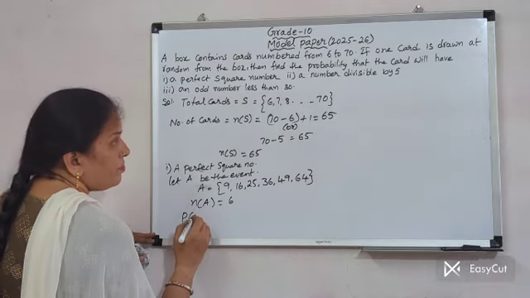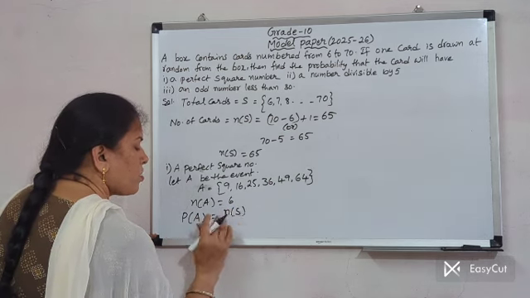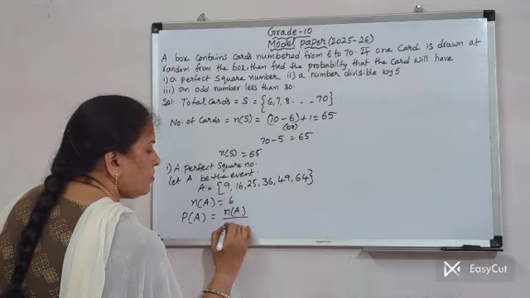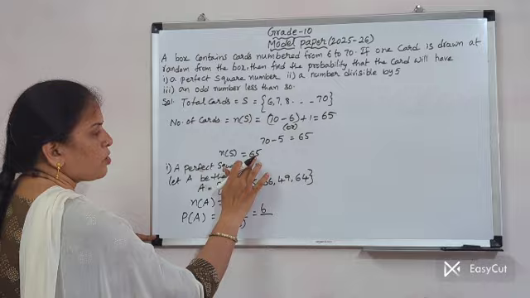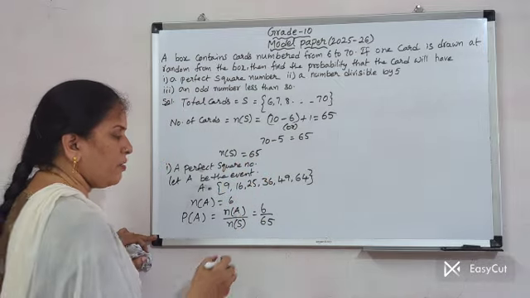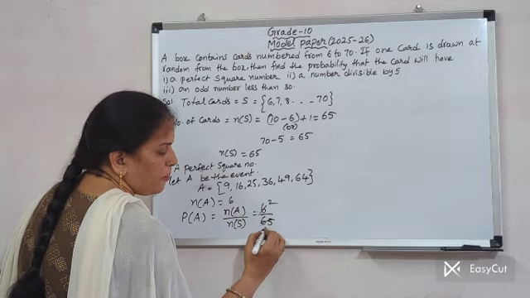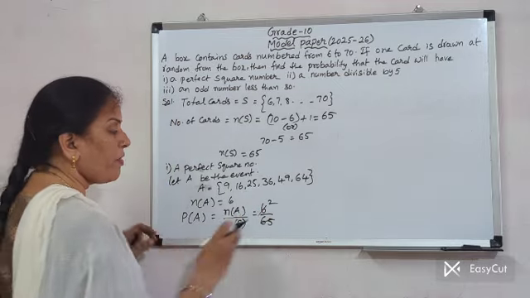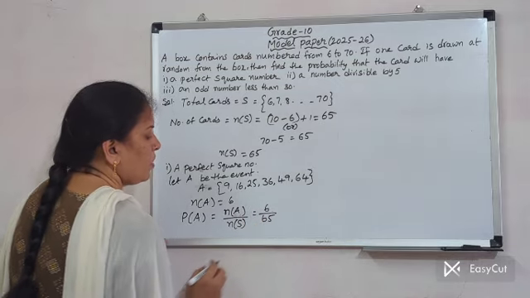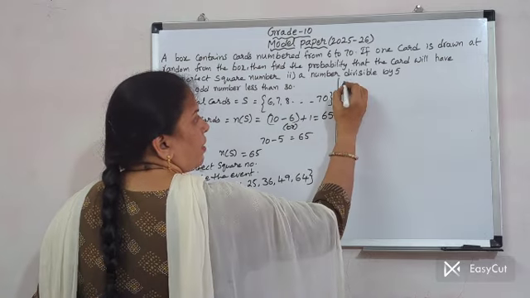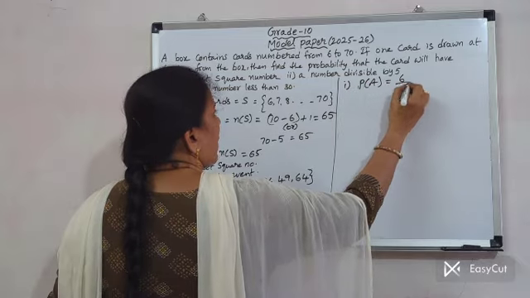6 numbers are there. So, what is the formula? Probability of perfect square numbers, P of A, is equal to n of A by n of S. What is n of A? 6. By n of S, how much? 65. Can we cancel? No, we can't cancel. So P of A is equal to 6 by 65.